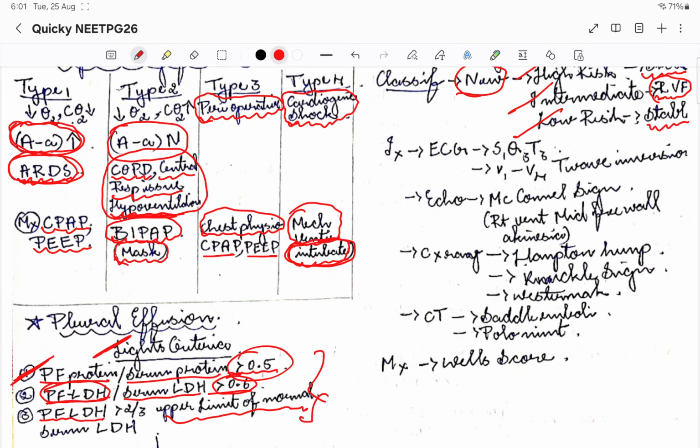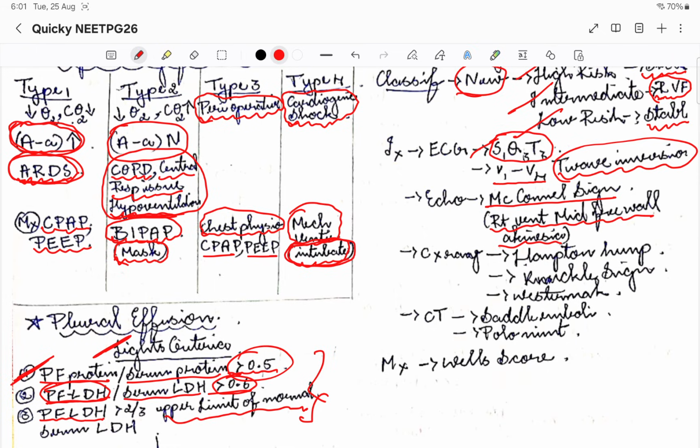Okay, so in ECG, S1Q3T3, you know that, right? S1Q3T3 is very famous with respect to pulmonary embolism. And also please remember, V1 to V4 T wave inversion is also going to be pulmonary embolism. Okay, then coming to echo, there is something known as McConnell sign, meaning there is right ventricle mid free wall akinesia. So there will be no movement at all when we do an echo in the right ventricle. So this is known as McConnell sign, which is very pathognomonic of pulmonary embolism.